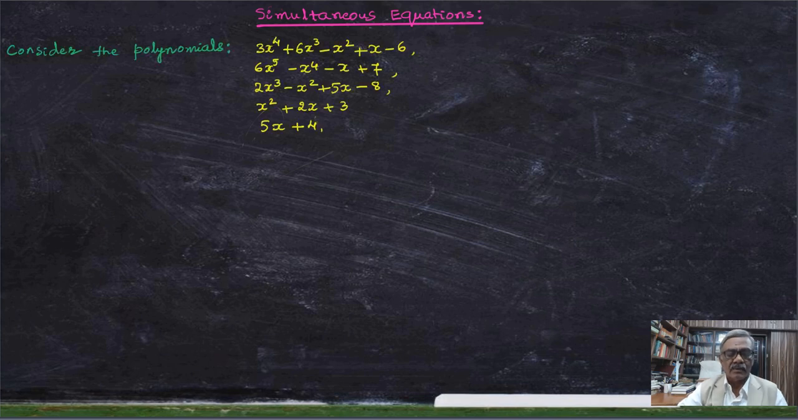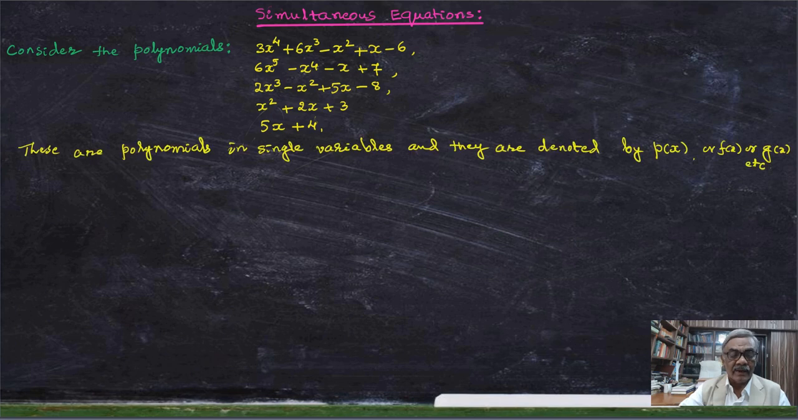Now consider the polynomial 3x raised to 4 plus 3x cube, etc., minus 6, and thereby different polynomials of different orders I am giving you here. These are polynomials in single variables, and they are denoted by p(x) or f(x) or g(x), etc.